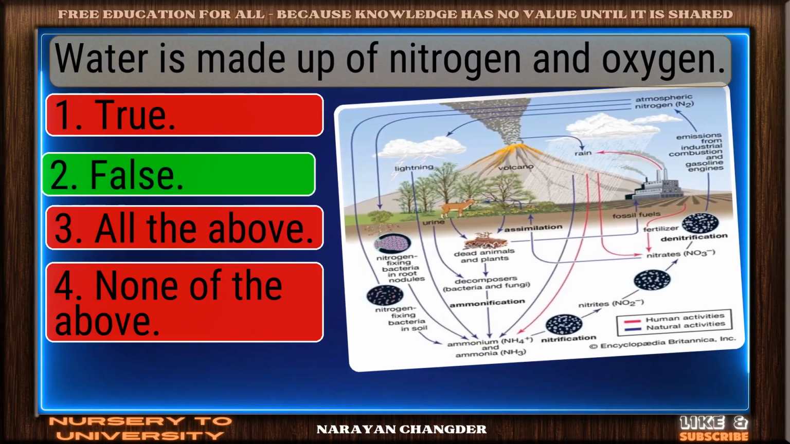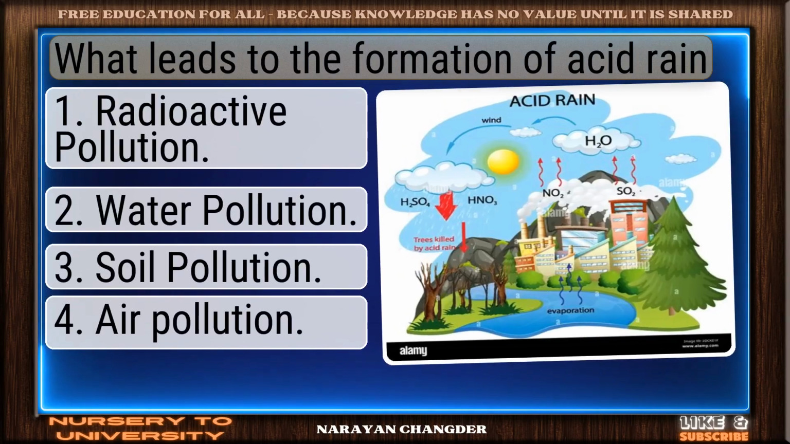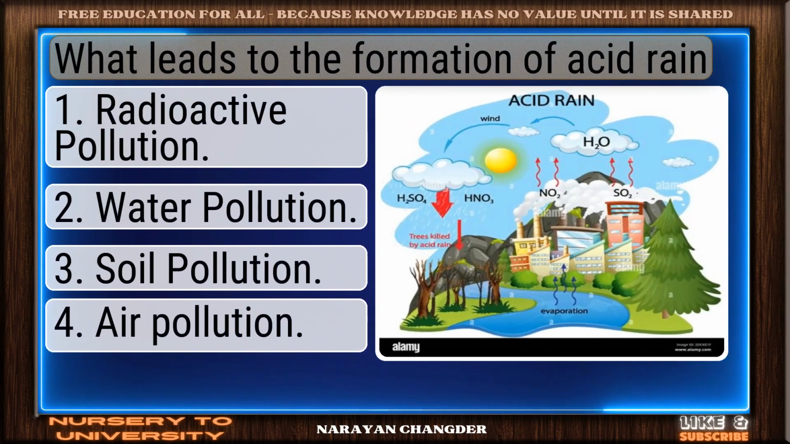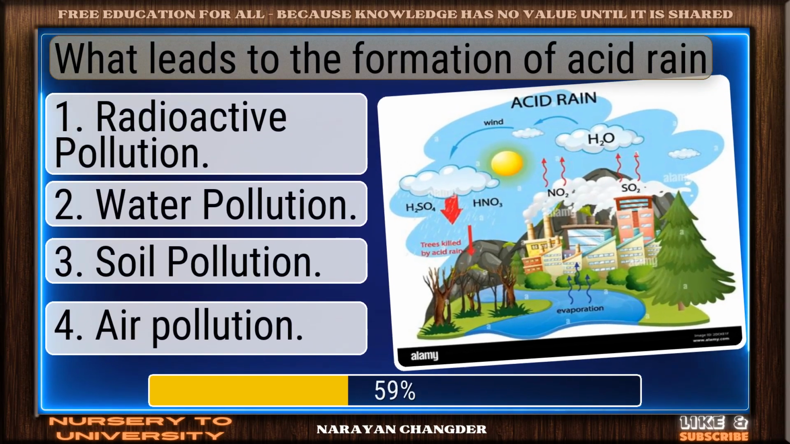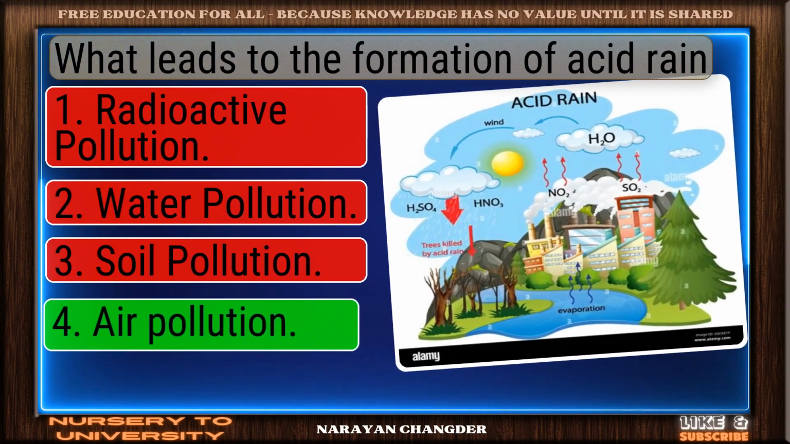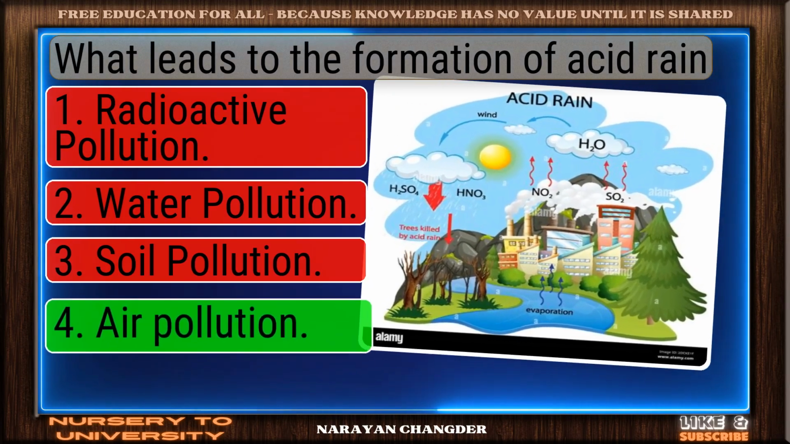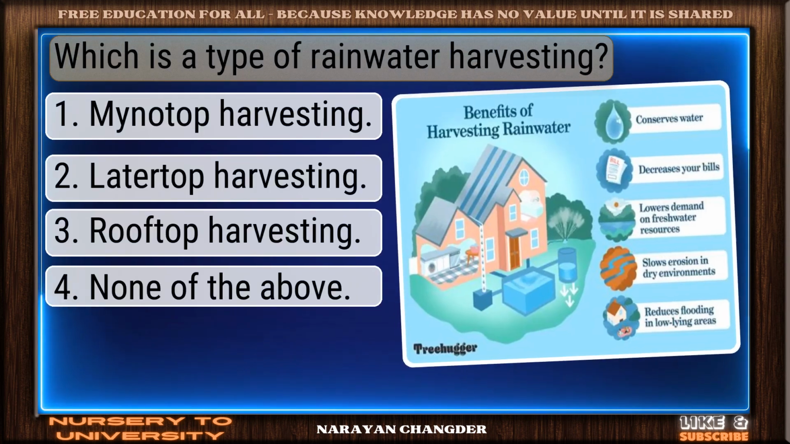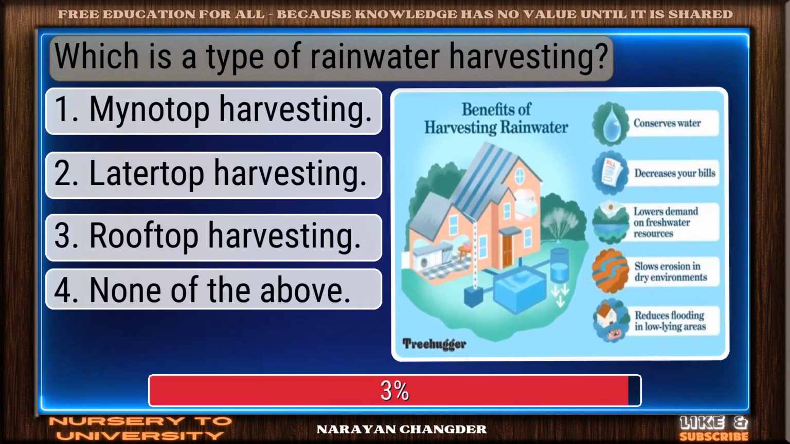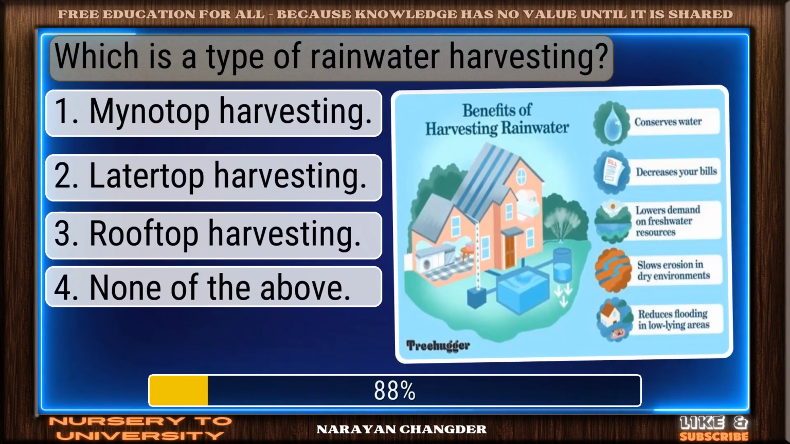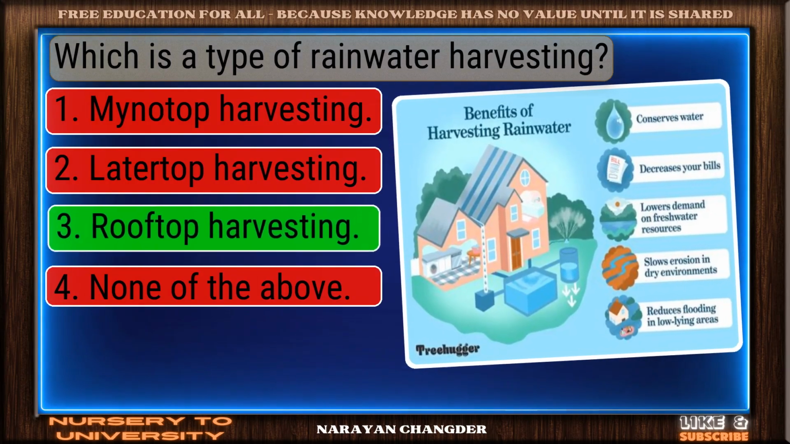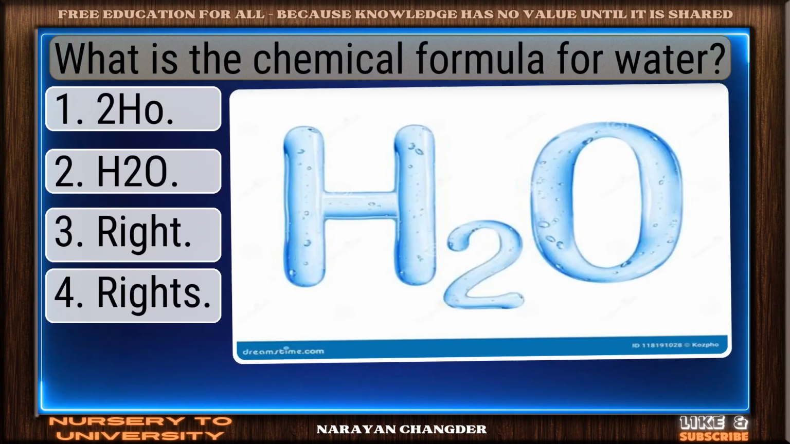Sharp thinking. False is the right choice. What leads to the formation of acid rain? Excellent choice. Air pollution is the right answer. Which is a type of rainwater harvesting? Perfect. Rooftop harvesting is the correct choice.